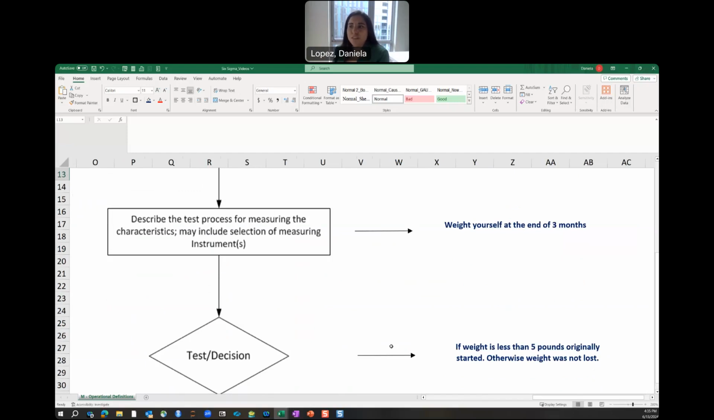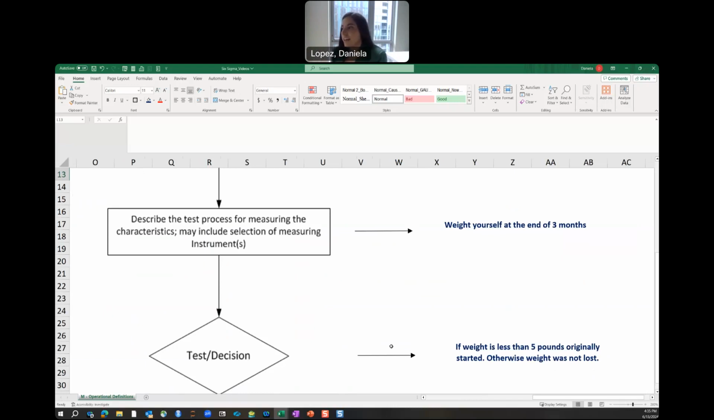Then describe the test for measuring the characteristics that might include any instrument. In this case, it would be a scale. And so I'm going to physically put myself on that scale after 3 months go by to see whether or not I lost that amount, those 5 pounds. And you can see here, we test it. We make the decision. Was this successful?